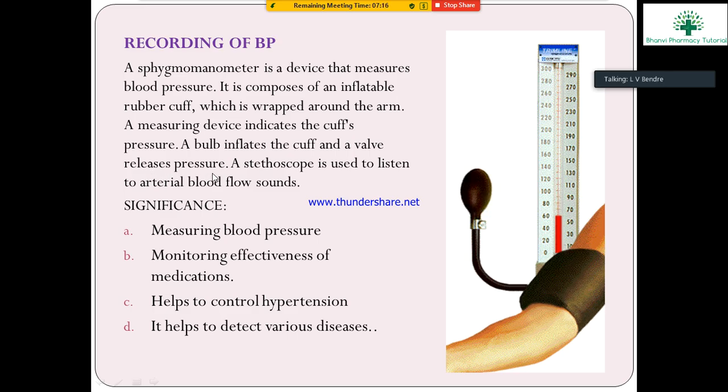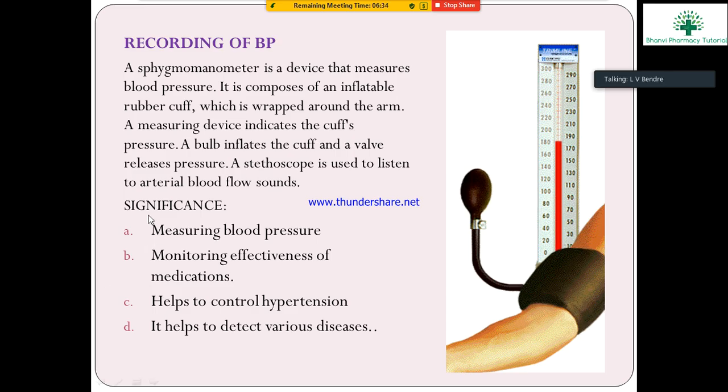The stethoscope is used to listen to the arterial blood flow sound. When the cuff pressure rises and cuffing takes place, a sound is generated inside the arteries: tug, tug, tug. That is heard through the stethoscope, and that is the maximum pressure. Then, as pressure falls to around 80, the sound changes to dub dub or tuck tuck. That is the minimum pressure.